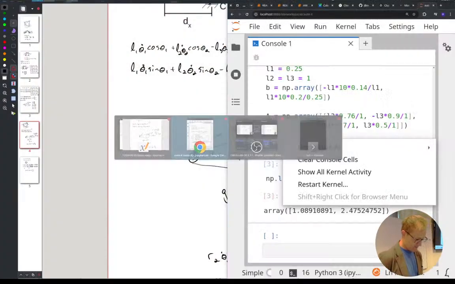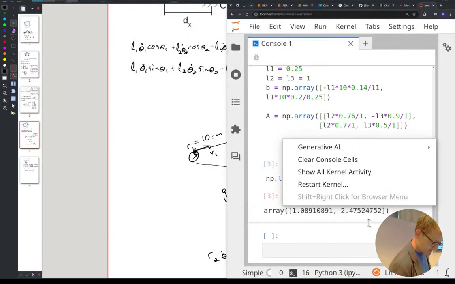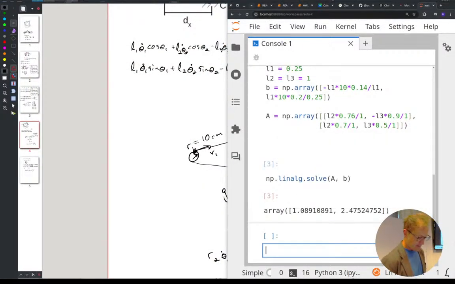Oh wait. Okay, so how fast is this? Is 1 radian per second rotating quickly, slowly, mediumly? Pretty fast?